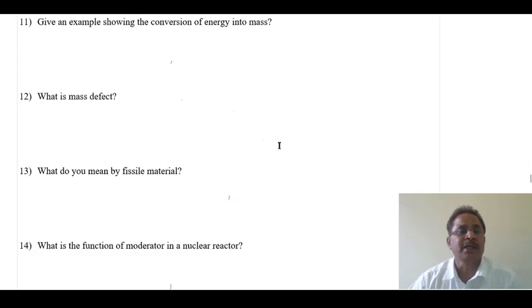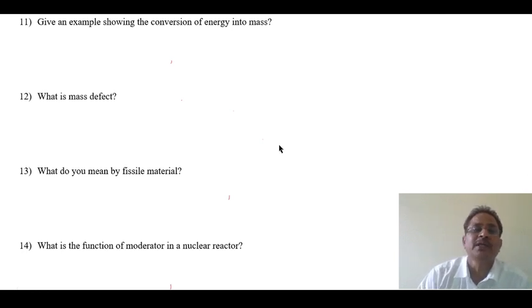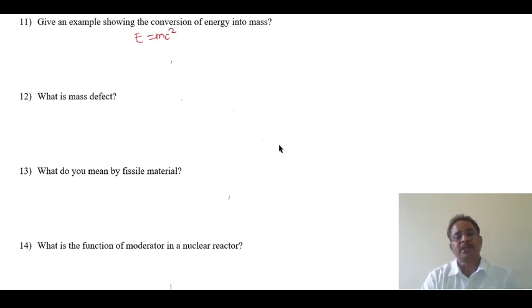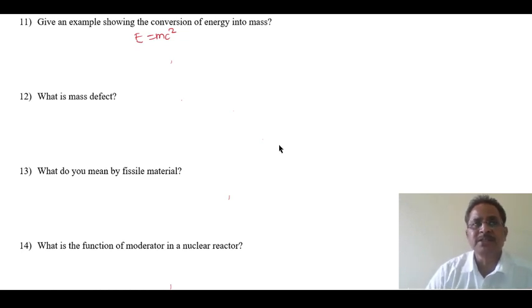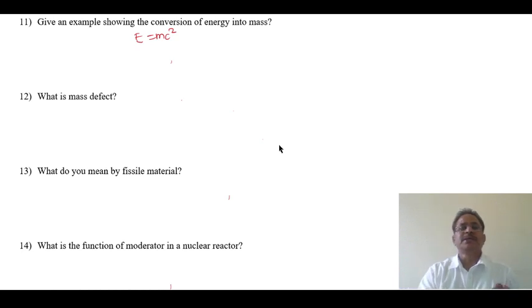Again, question number 11: give an example showing the conversion of energy into mass. As we have already seen, E is equal to mc square, this relationship given by special relativity. Whenever there is a certain mass, if this mass is converted to energy, this conversion is given by the formula E equals mc square. There is one very specific and typical example, which is called pair production. That means from energy, or from photons.